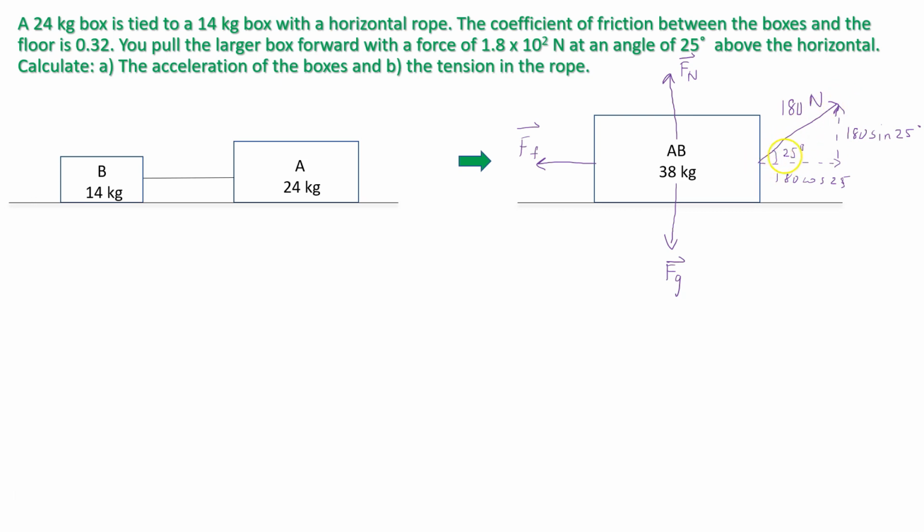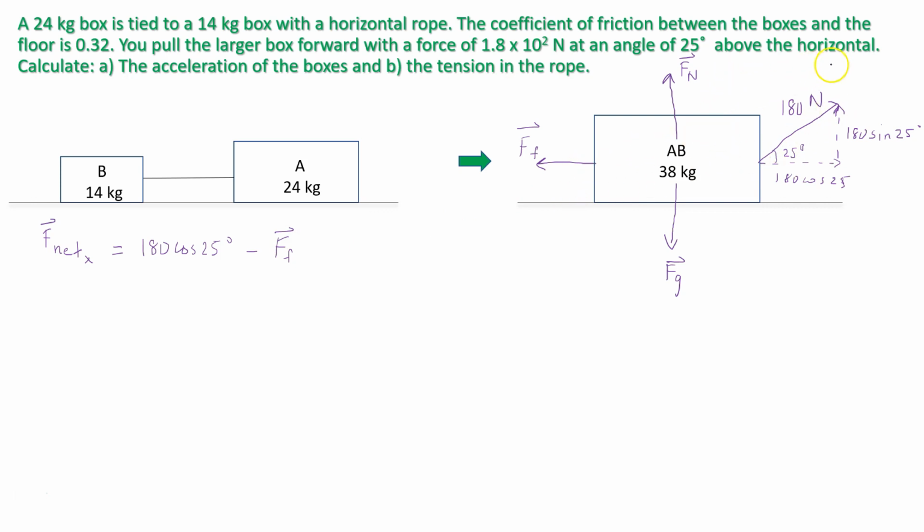So once I've broken the applied force into its components, I'm now going to go on to writing an F-net statement. Okay, so I'm going to start by writing an F-net statement that is in the horizontal plane. So F-net x is going to equal the horizontal component of the applied force, which is 180 times cosine of 25, minus the friction. The friction is opposing the horizontal component of the applied force.